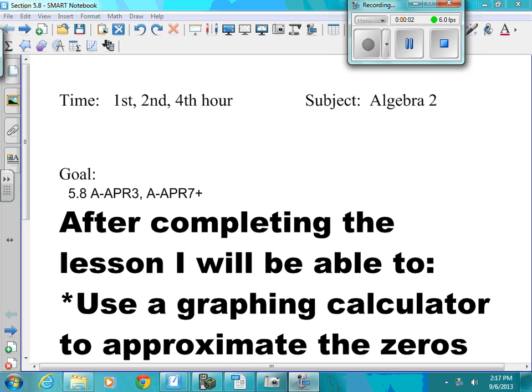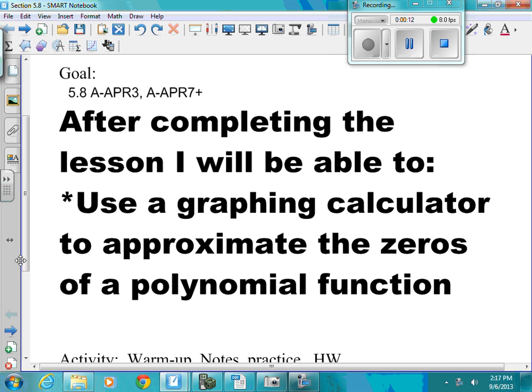Welcome back to the next section in this unit, Unit 2, polynomials. We're going to be in Section 5.8. Our goal for today's lesson is to be able to use a graphing calculator to approximate the zeros of a polynomial function.